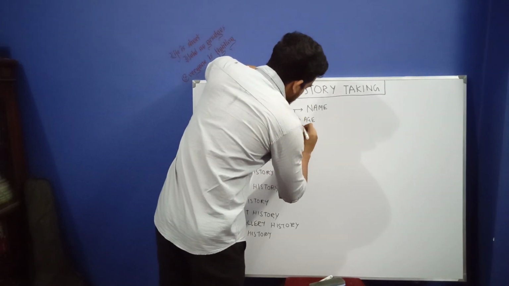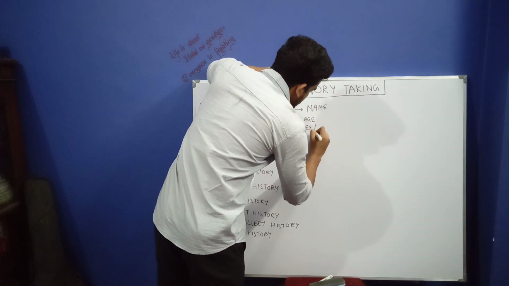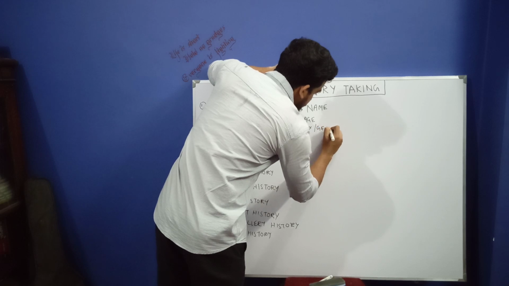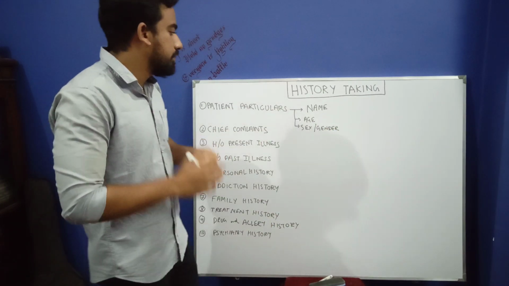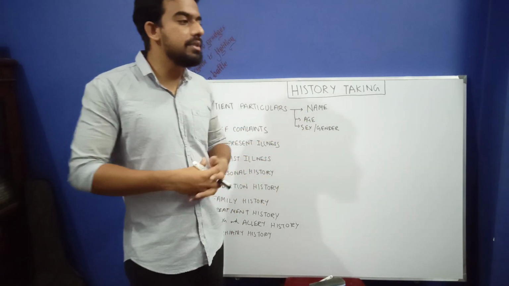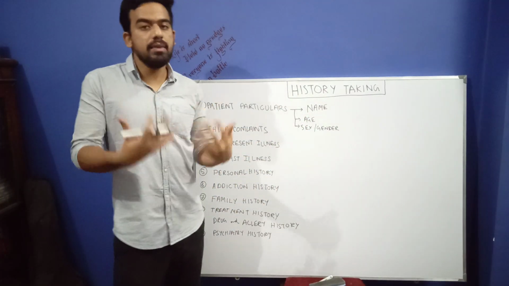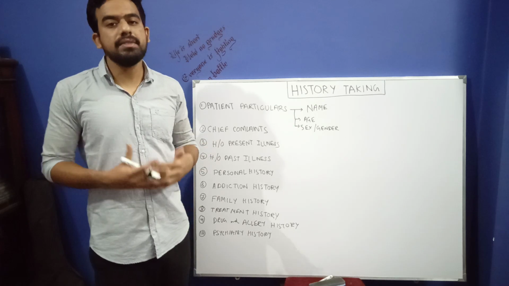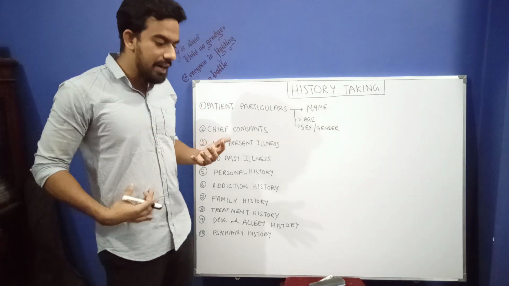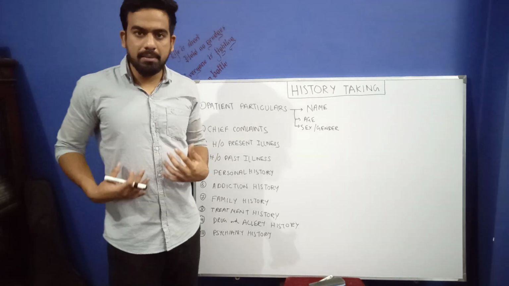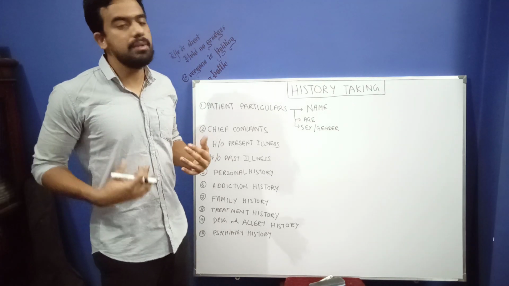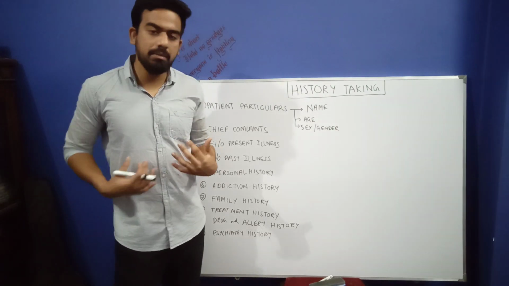Next is sex or gender. Now gender also gives us an idea when thinking about whatever disease it is. For example, if someone is presenting to you with right lower abdominal pain, in case of a male, you'll think about appendicitis. Okay, right iliac fossa pain. In case of a male, you think about appendicitis.